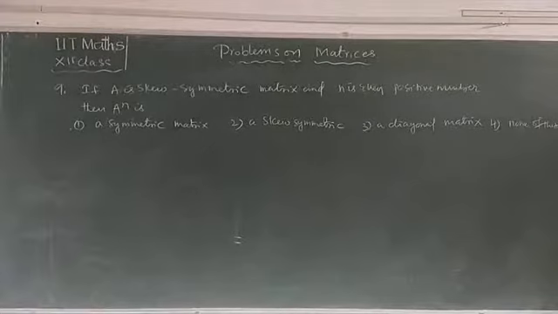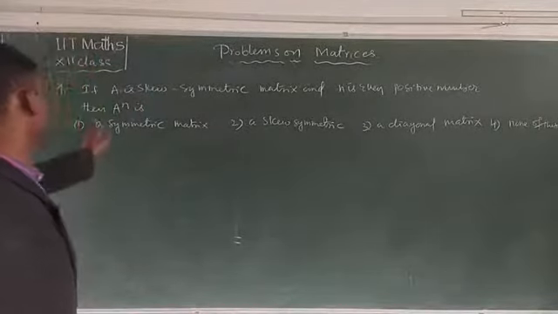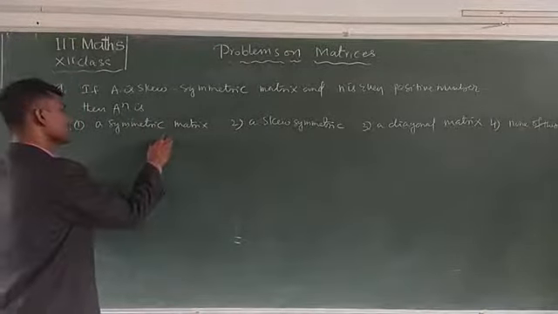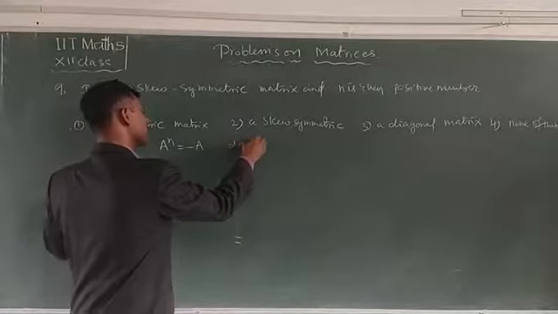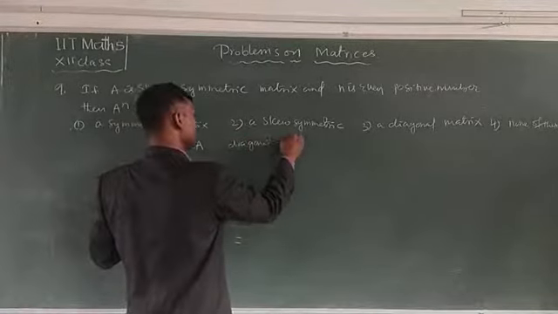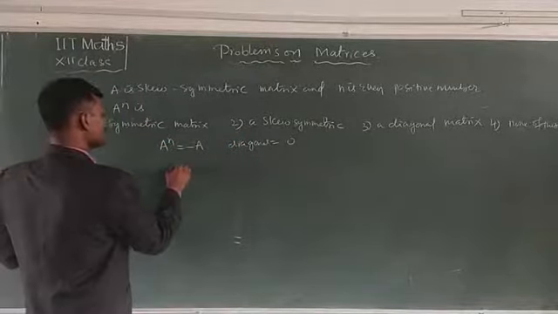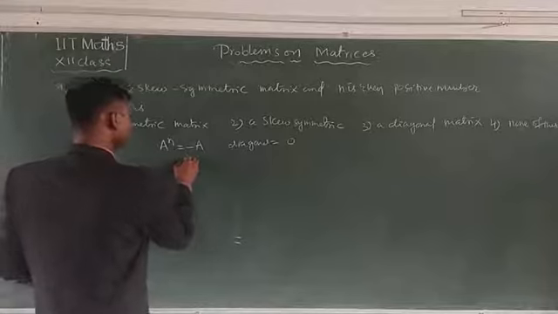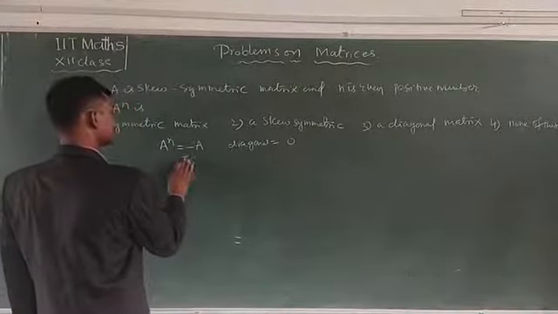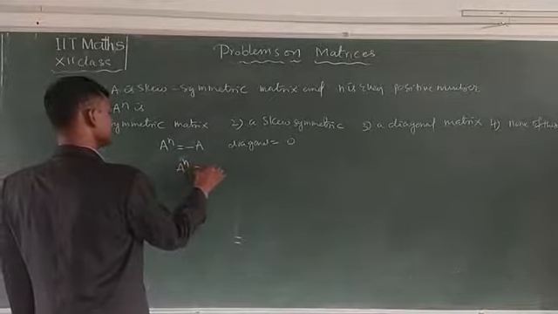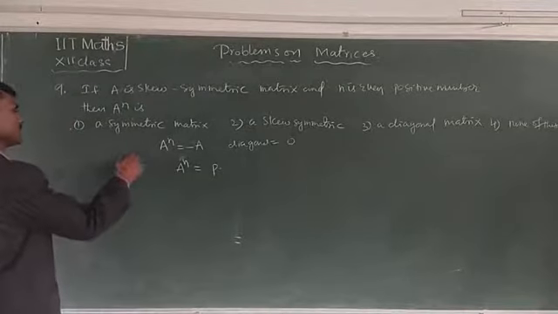Okay, next problem. If A is a skew symmetric matrix and n is an even positive number, then A to the power of n is? Here skew symmetric matrix means A transpose is equal to minus A and principal diagonal all elements are equal to 0. See here, let A power n be equal to P.